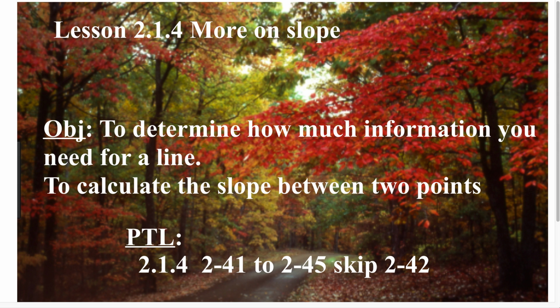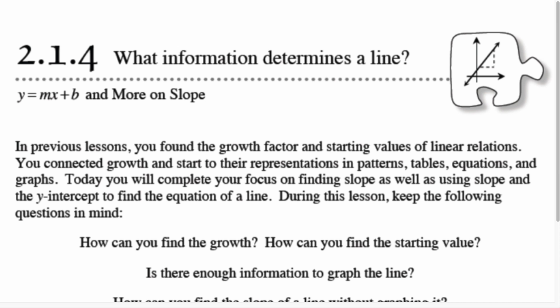All right, today we're in 2.14. You're going to use the resource page that's available, determine how much information you need for a line, and we're going to calculate the slope between 2 points. Well, the second part of the objective will probably wait for a few days. Assignment is 2.41 to 2.45, skip 2.42. Okay, go through and read through 2.14. Give the problems a try.